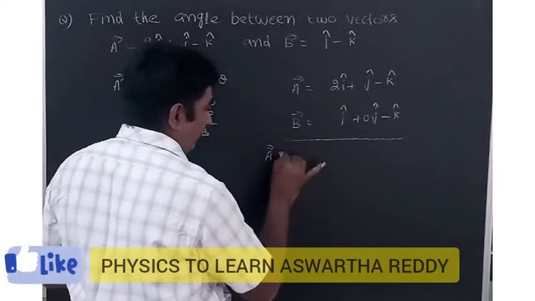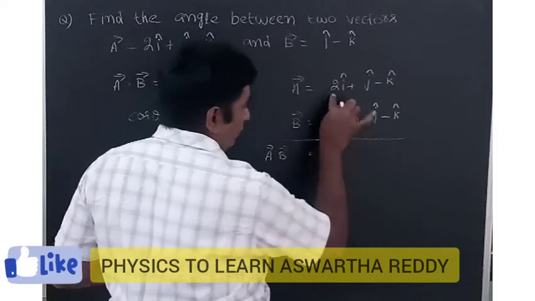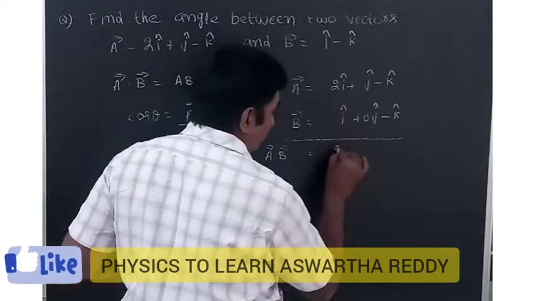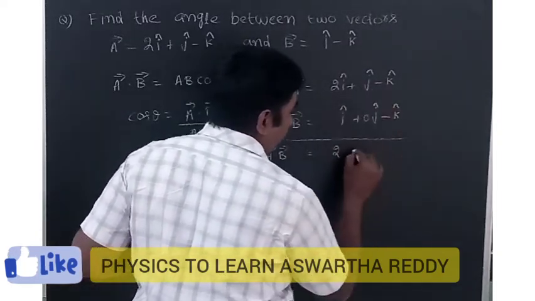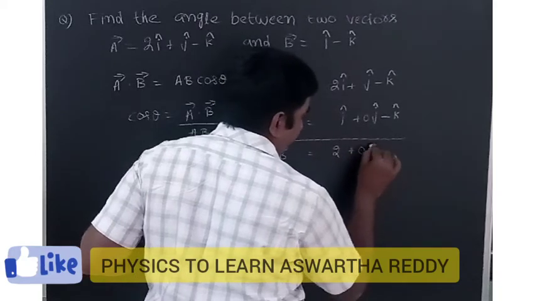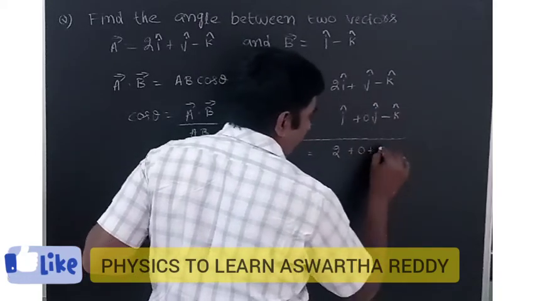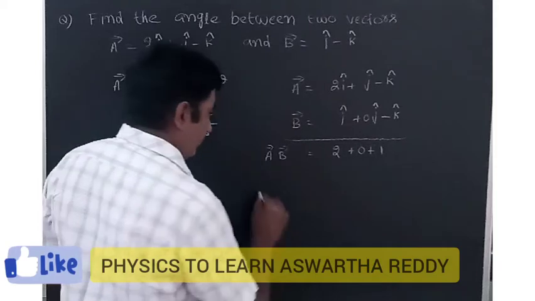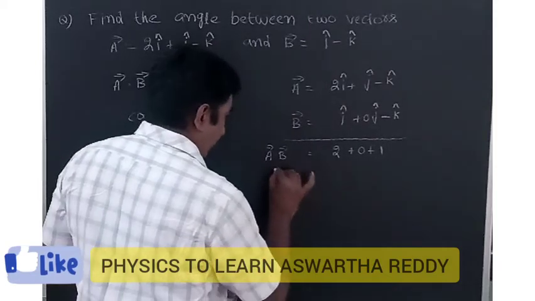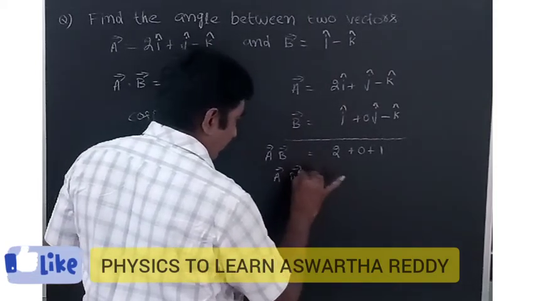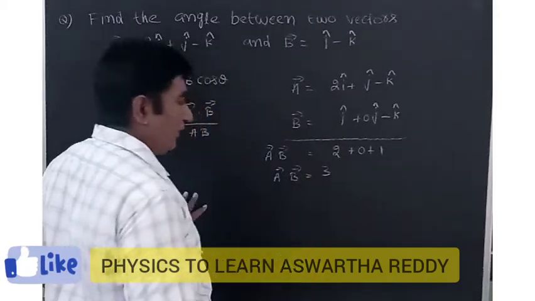A vector dot B vector is equal to 2 into 1, that is 2. 0 into anything will be 0. Minus of minus is plus 1. So A vector dot B vector is equal to 2 plus 1, which is nothing but 3.